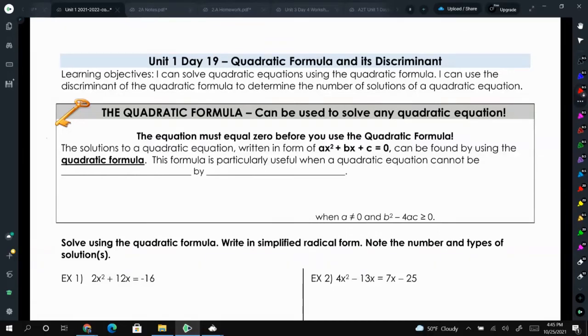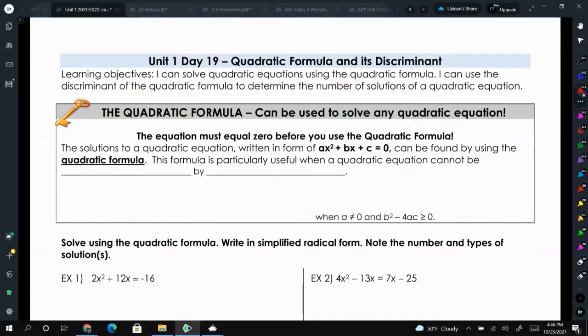We have talked about multiple ways to solve quadratic equations. The problem with those methods is that they are specialized. They only are useful in certain situations. Factoring was only useful when the equation was factorable. Solving by square roots is only useful when you didn't have a b term.